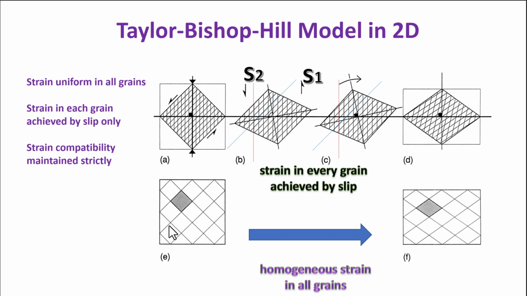So the undeformed aggregate of the polycrystalline material is schematically shown by E here. In a deformed state, it's shown by F. So every crystal has been deformed by the same amount of strain. So the strain is strictly uniform in all grains.